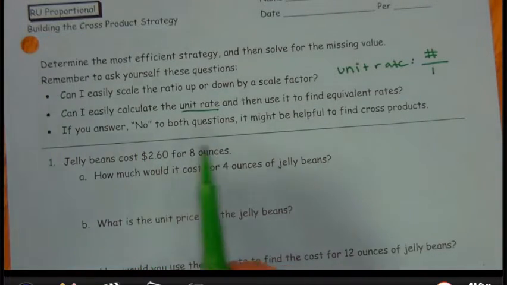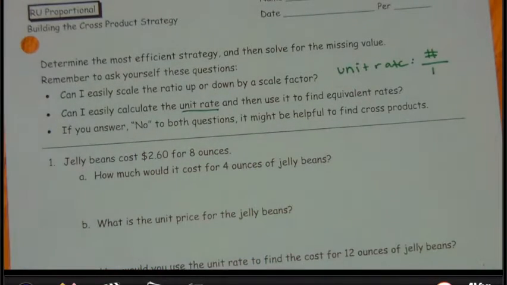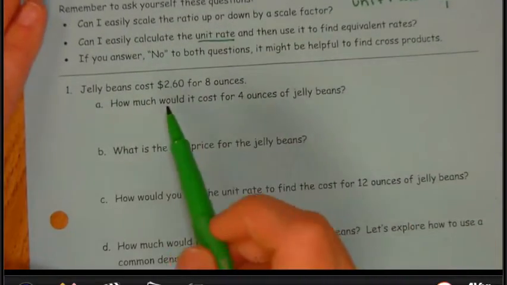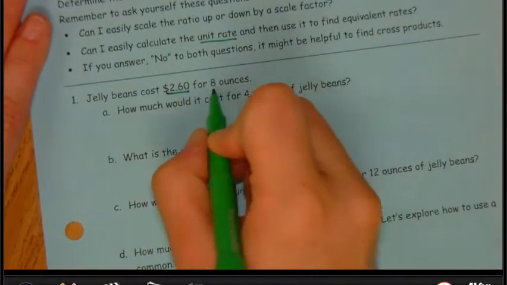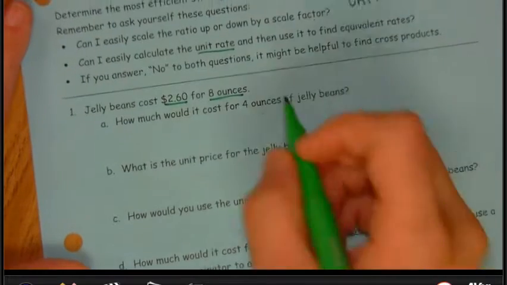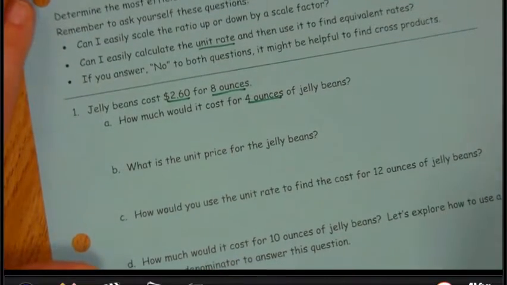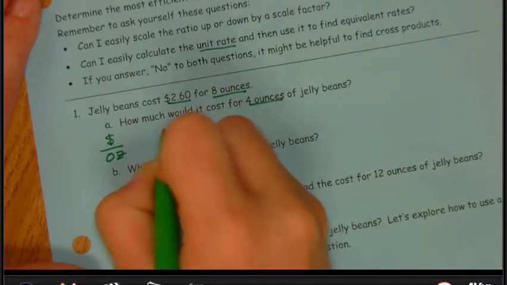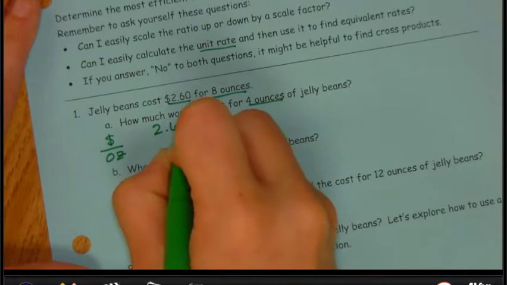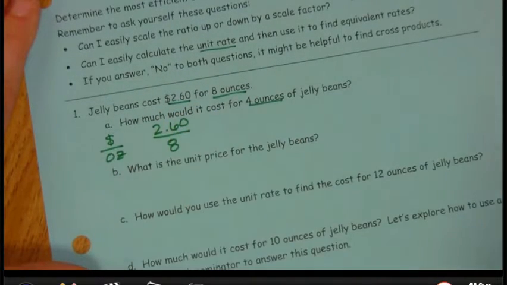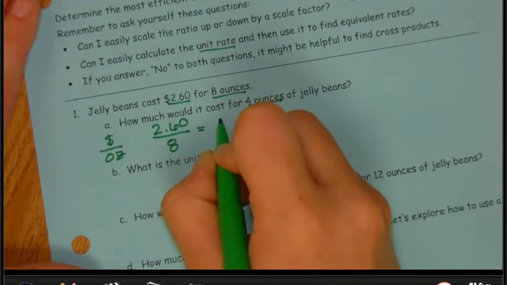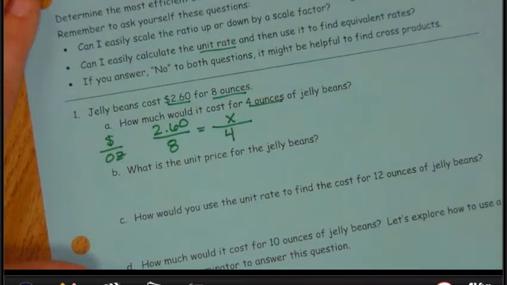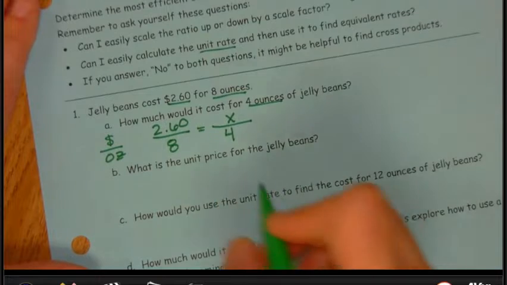If you answer no to both questions, it might be helpful to find cross products. So let's take a look. Number one, jelly beans cost $2.60 for 8 ounces. How much would it cost for 4 ounces of jelly beans? All right, so I'm going to set up a proportion of money over ounces. So I know that I have 260 over 8. I'm going to set this ratio equivalent to 4 ounces over unknown amount because that's what I'm trying to find.